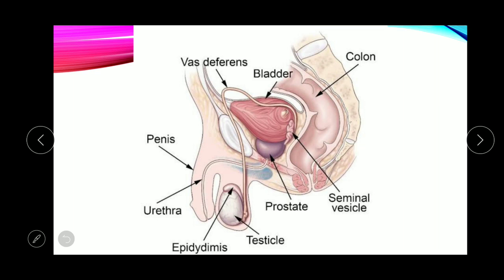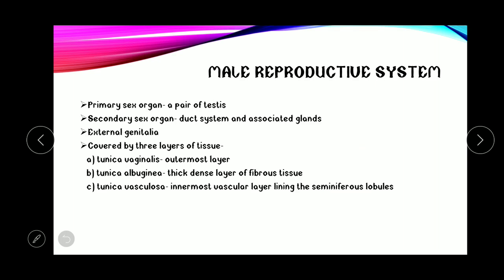So first of all, you see the diagram of the male reproductive system. There is penis, urethra, epididymis, testicle, prostate gland, seminal vesicle, bladder, vas deferens and colon. We will discuss each of them. In the male reproductive system, the primary sex organ is a pair of testes, that is two testes, and these are the primary sex organs because they produce gametes and hormones. The secondary sex organs are the duct system and the glands associated with the pair of testes.